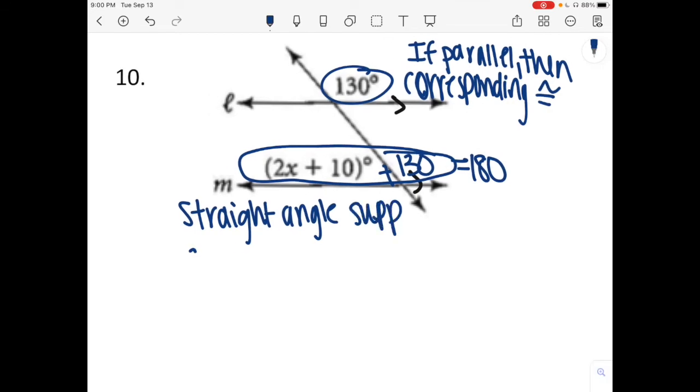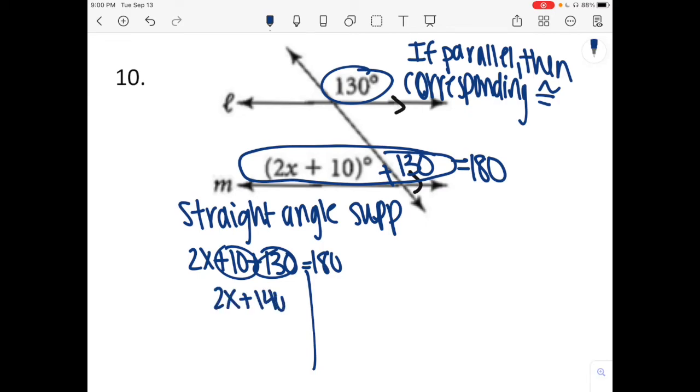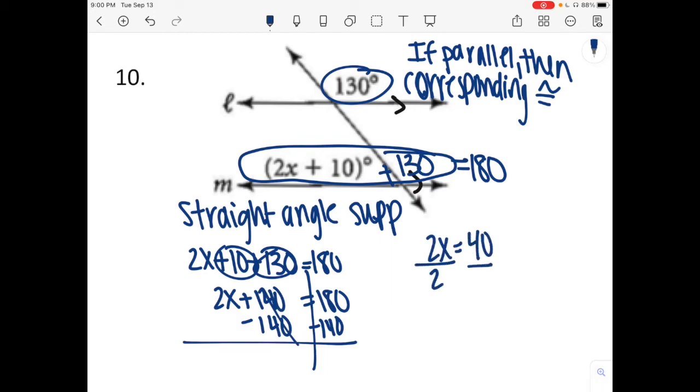So now I'm going to actually write 2x plus 10 plus 130 equals 180. So now we're going to solve that. So 10 plus 130 is 140. So 2x plus 140 equals 180. And then we're going to get x alone by taking away 140 from both sides. So 2x equals 40. And then divide both sides by 2. So x equals 20. So that was kind of a two-parter to get you to where you needed to be. And there's other ways to do that one too, in terms of getting stuff next to each other. So I could have moved this up and used corresponding there.